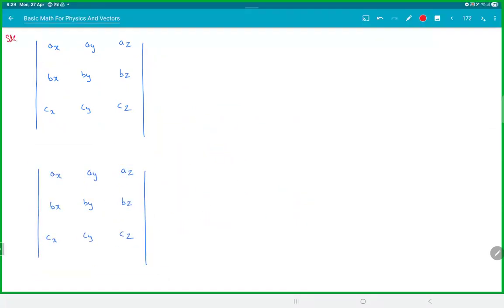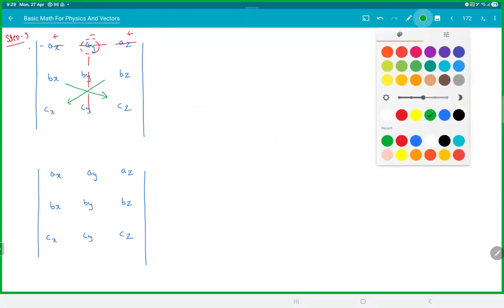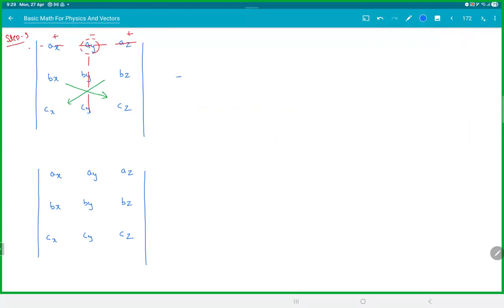Then step three, remember plus minus plus. Now we will take AY. Whichever one you take, you remove that particular row and particular column. So you remove this column and this row. Now again, you're left with a 2 into 2 determinant. Every time you cancel one, you'll get a 2 into 2. So this would be minus AY, because you are starting with a minus sign there: BX into CZ minus CX into BZ. This looks more confusing, but this will save you from sign convention errors.